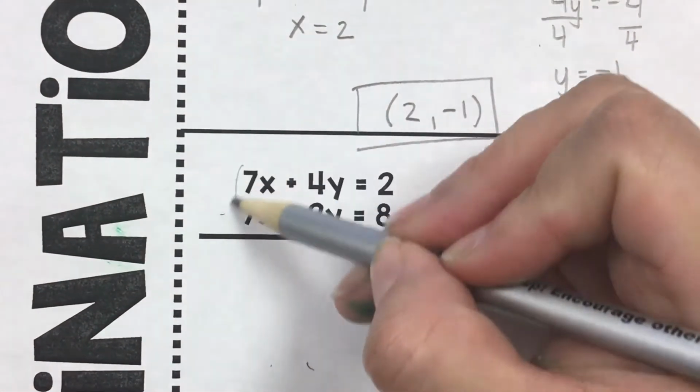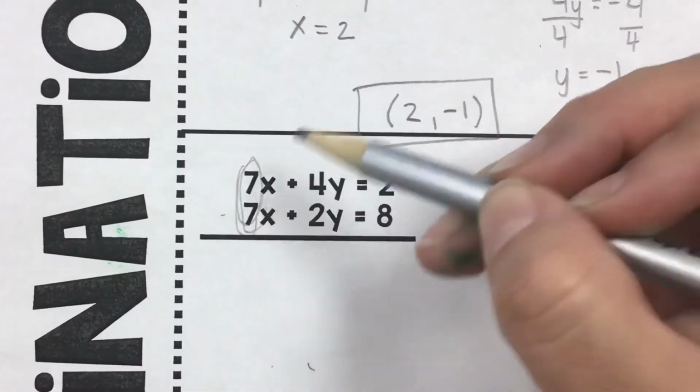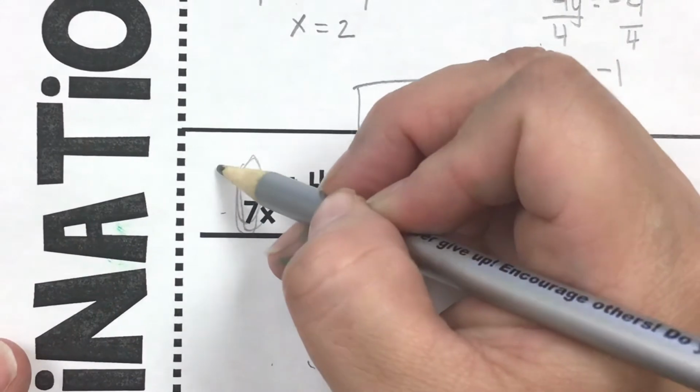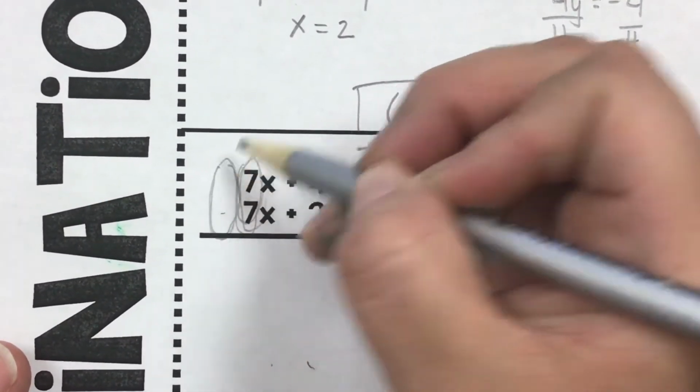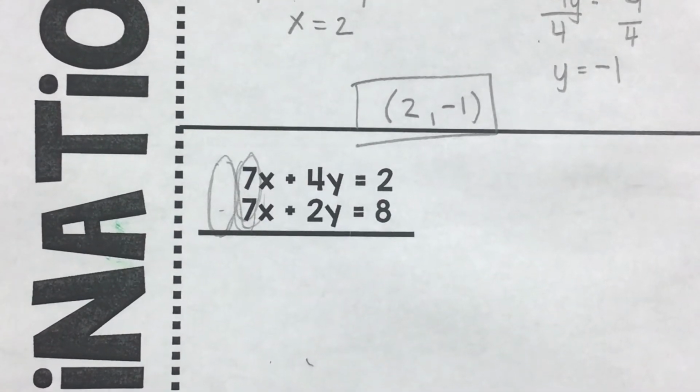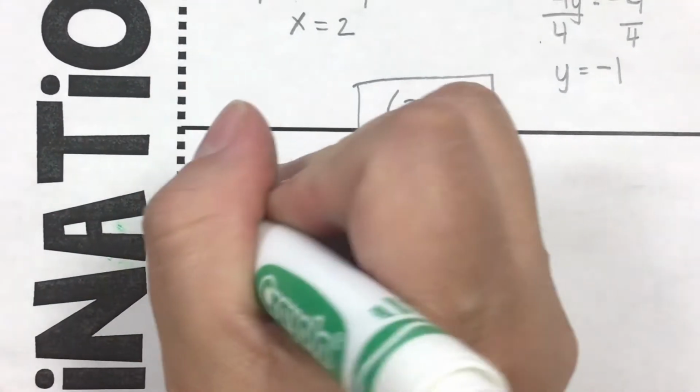The first thing that I want you to look for is the same coefficient. And then you're looking at the sign in front of them. If they're the same, and you're like, I don't see any signs, well, they would both be positive. That means that this system is going to be subtracted.